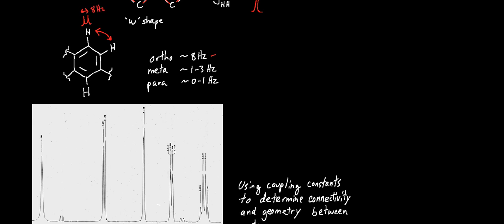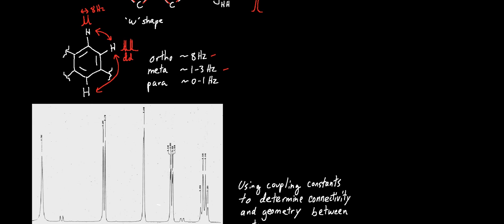This proton would have 8 Hertz coupling in return, but this is also coupled long range through the conjugated system, meta coupling, an additional 1 to 3 Hertz. So this proton here would appear as a doublet, further split very finely. Each peak of the doublet has an additional longer range split. So this is a doublet of doublets, DD.